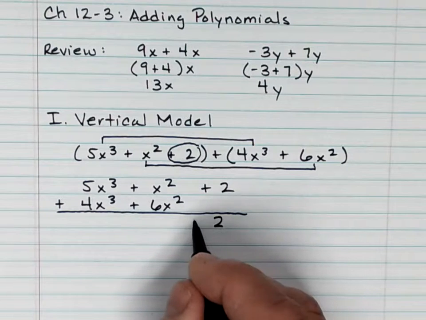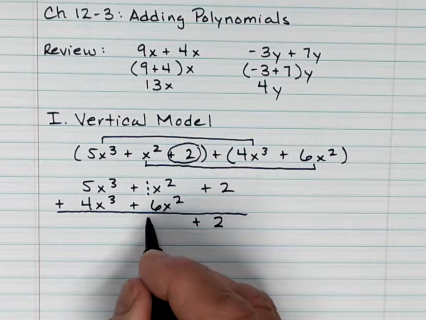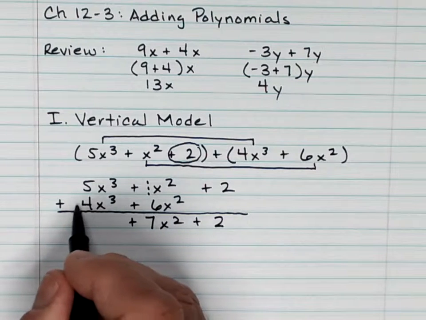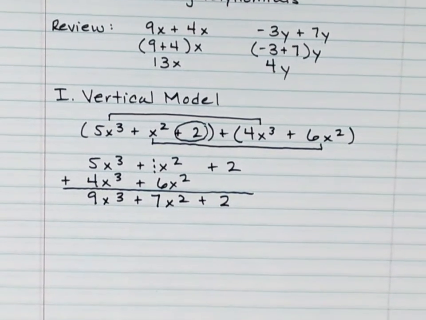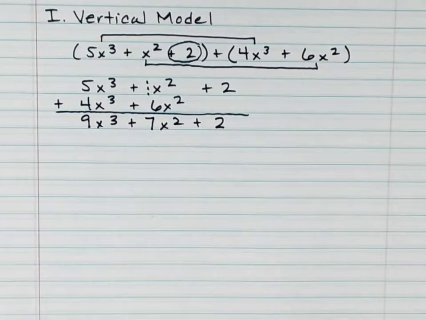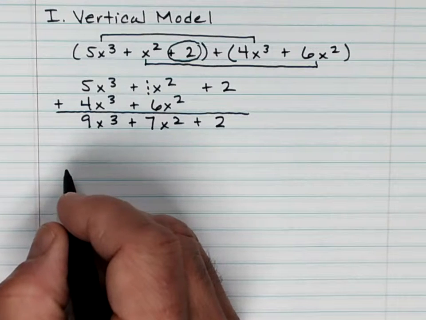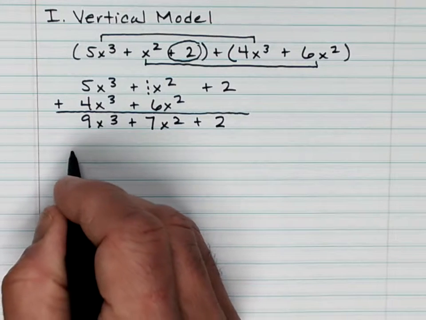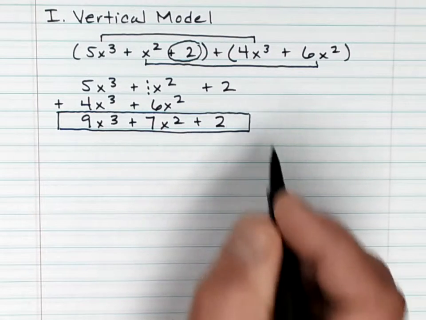This is 2. This is 1x squared plus 6x squared, so that's 7x squared. 5x cubed plus 4x cubed, 9x cubed. We're done. Pay attention to how you line things up. This is similar to lining up the correct place values when you're adding and subtracting decimals. Very similar to that idea. Put a rectangle around our final answer here.